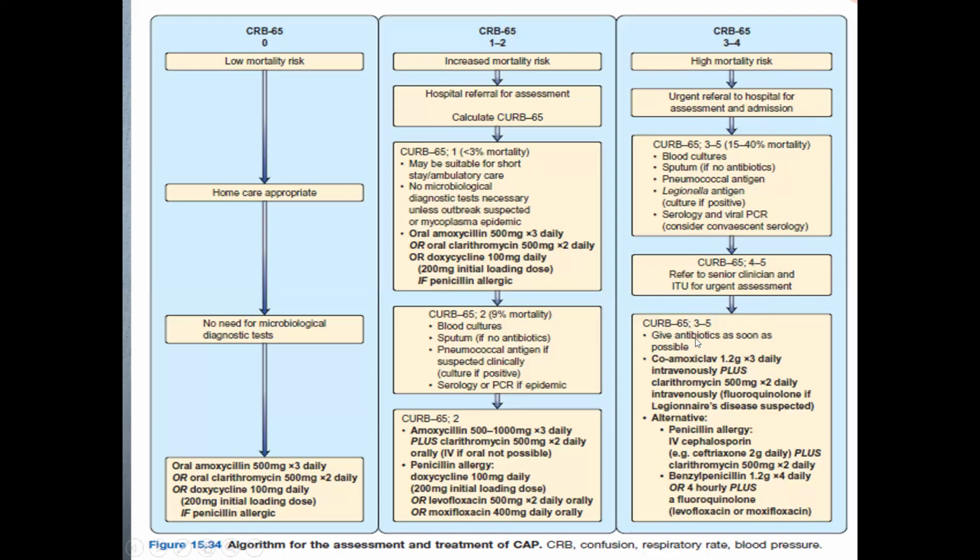CRB65 3 to 5, we give antibiotics as soon as possible. We give amoxicillin 1.2 grams 3 times daily intravenously plus clarithromycin 500 milligrams twice daily IV. Then you can give fluoroquinolones if Legionella disease is suspected. Alternative treatment is penicillin. If there is penicillin allergy, you can give IV cephalosporin, ceftriaxone 2 grams daily plus clarithromycin 500 milligrams twice daily, or benzylpenicillin 1.2 grams 4 hourly plus a fluoroquinolone, which can be levofloxacin or moxifloxacin.